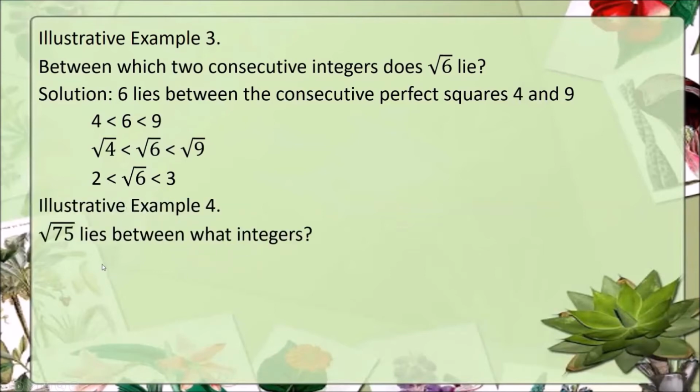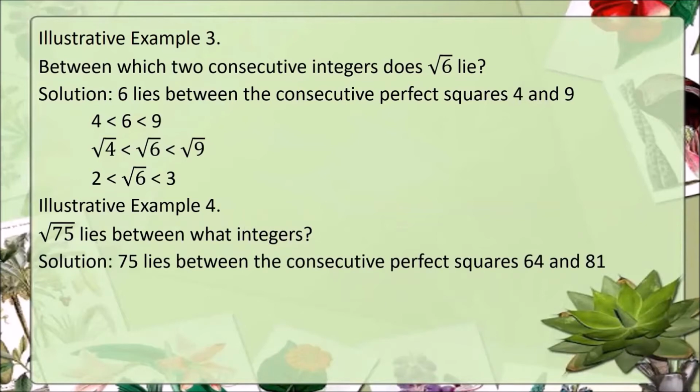Number 4, example: square root of 75 lies between what integers? So, 75. Kung tayo ay familiar, madali na natin ma-identify yung dalawang perfect squares na nasa pagitan ng 75. So, 75 lies between the consecutive perfect squares 64 and 81. So, 64 is less than 75, which is less than 81. So, it means square root of 64 is less than square root of 75, which is less than square root of 81.